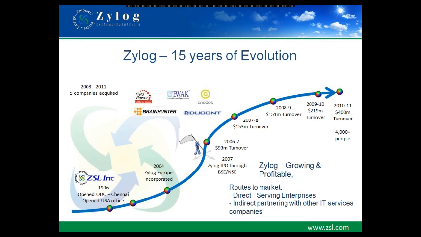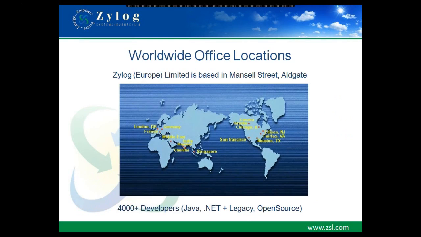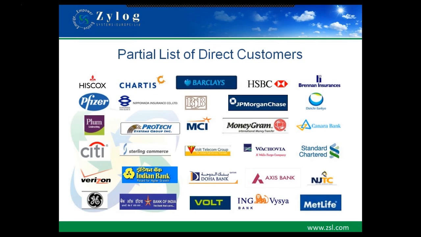Okay, Zylog was incorporated in 1996. It's been 15 years, and we have seen some phenomenal growth, both organic and inorganic. We are about 4,000 plus people with 400 million turnover. We are located all across the globe, as you can see in this particular slide. We have a presence in North America, in Canada and United States. We have presence in Europe, London, Germany, France, and in Asia, in the Middle East and Singapore, and our main offshore development centers are in India, in Chennai, Bangalore, and Hyderabad.